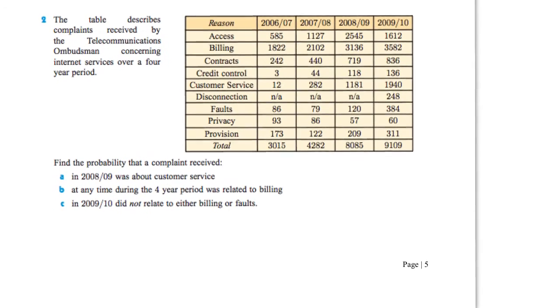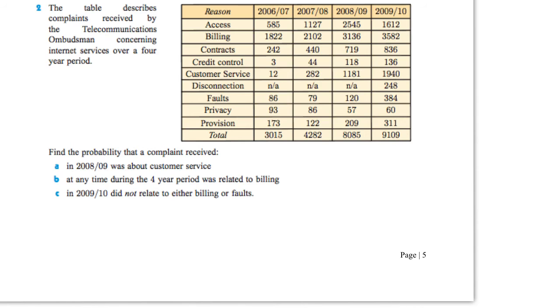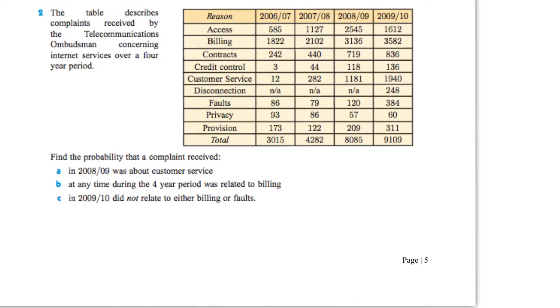This table describes complaints received by a telecom company concerning internet services. Okay, so in part A, we have to look at the year 2008-09, so that's this column. What's the chance that we got a complaint about customer service? Okay, so right here, 1181 out of 85.